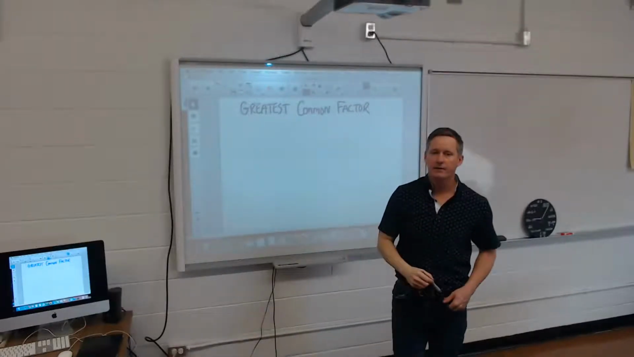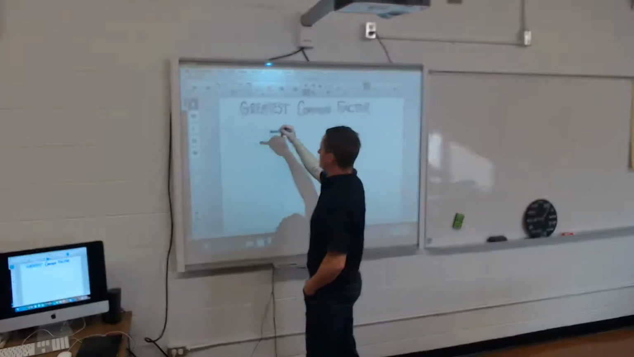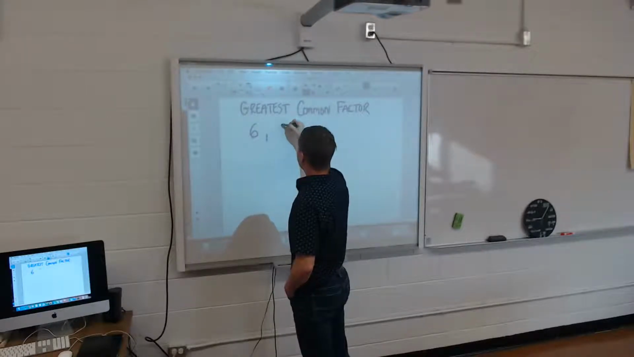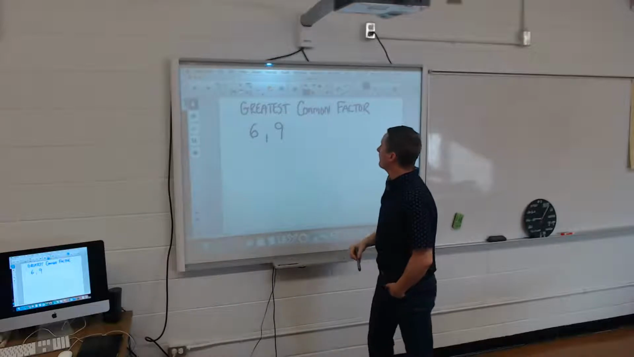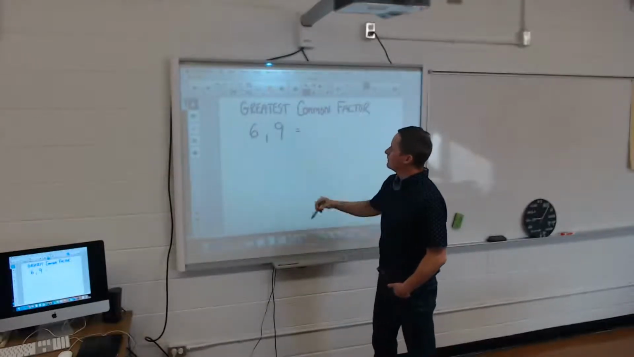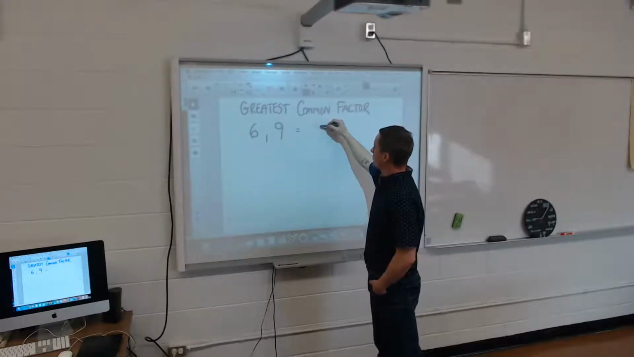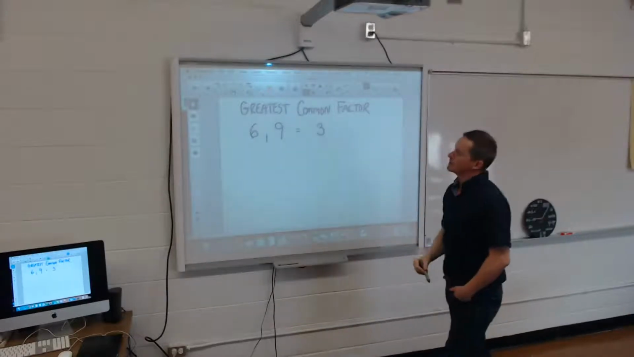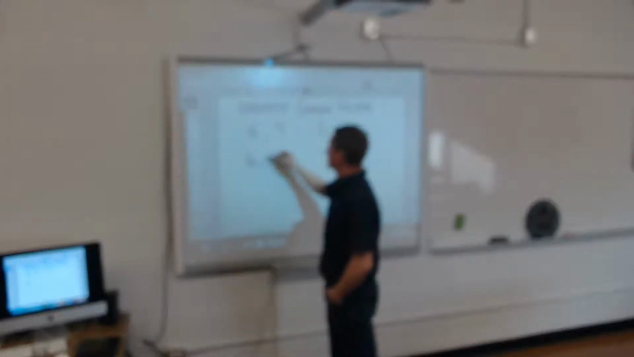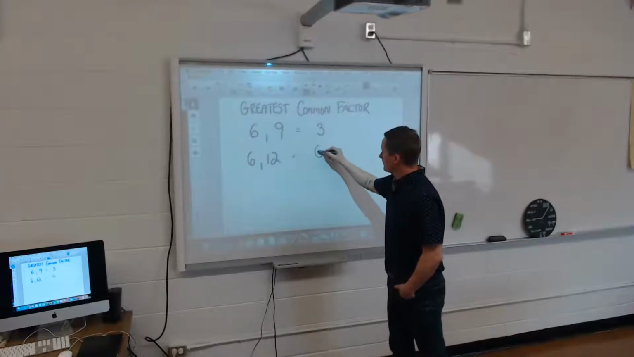The greatest common factor is the largest number that divides evenly into two numbers. So for example, if I'm using 6 and 9, let's say, okay, what's the largest number that goes into 6 and 9? Well, 6 can't go into 9 evenly, but 3 can go into both of them. So the greatest common factor for 6 and 9 is 3. All right, if we did 6 and 12, the greatest common factor is 6.